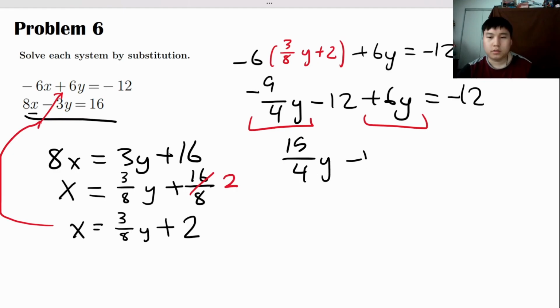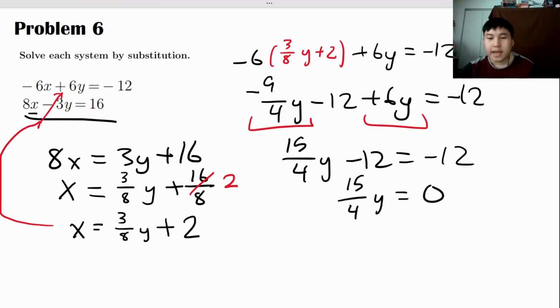And now we have negative 12 on this side. Add 12 to both sides, and negative 12 plus 12 is just 0. Now, in order to get rid of this fraction, you have to multiply both sides of the equation by 4 over 15, the reciprocal.